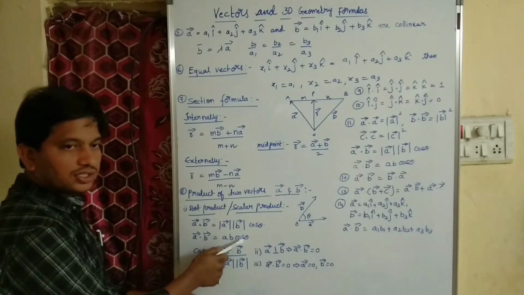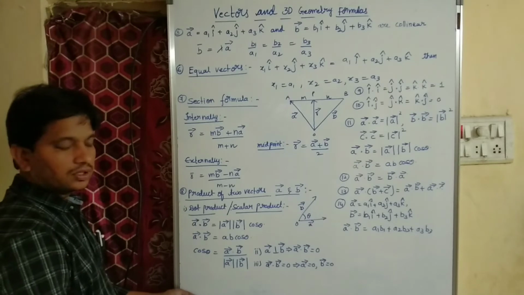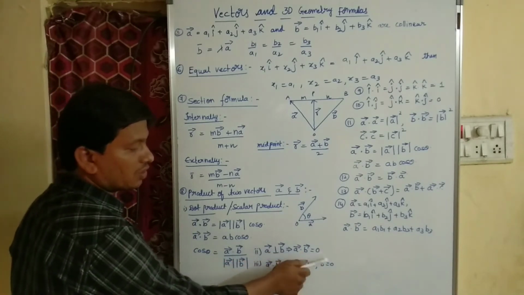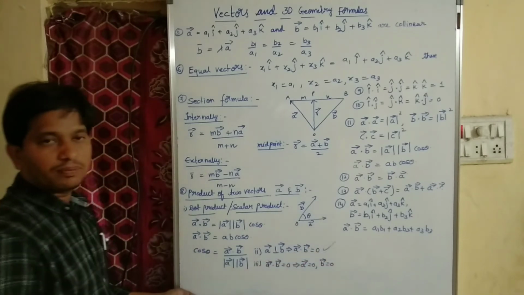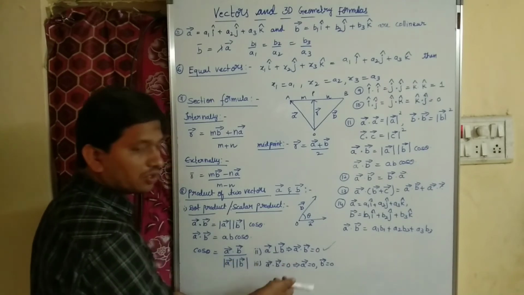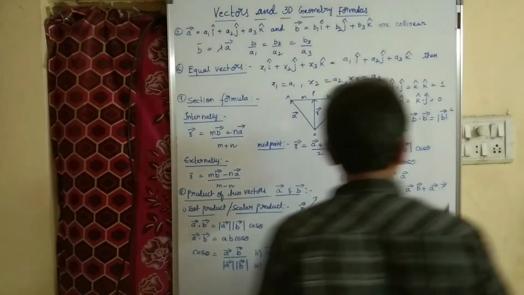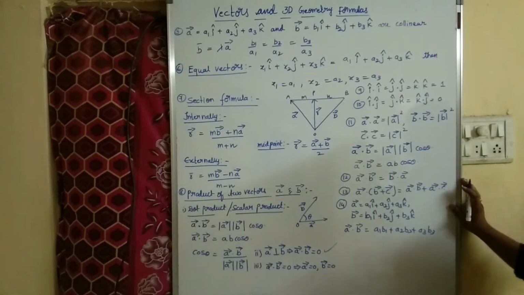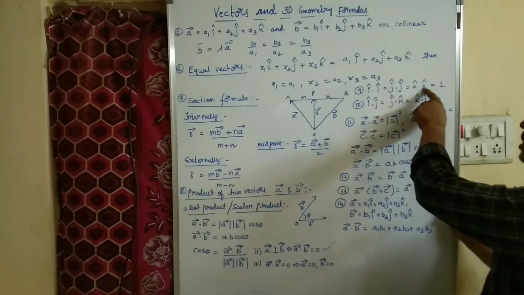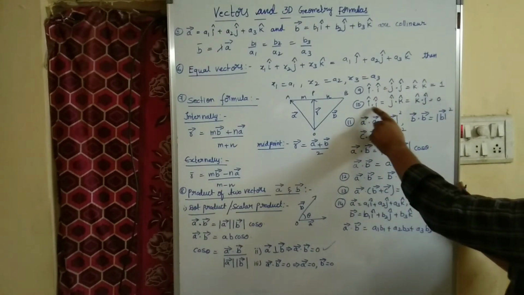So if you want to find cos theta, it is a bar into b bar by modulus of a bar into modulus of b bar. If a bar is perpendicular to b bar, then their dot product a bar into b bar is equal to 0. Most of the times they ask these in bits. If a bar into b bar equal to 0, then a bar equal to 0 and also b bar equal to 0. Okay children, now coming to i bar into i bar. i bar into i bar equal to j bar into j bar equal to k bar into k bar must be equal to 1. Next, they are of different positions.